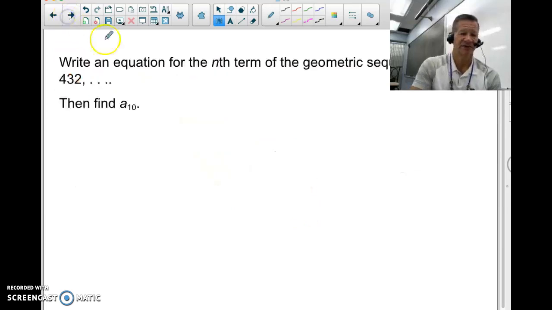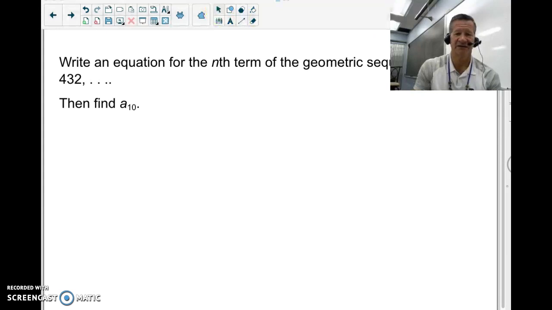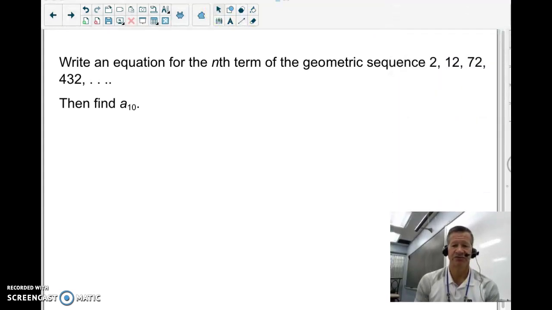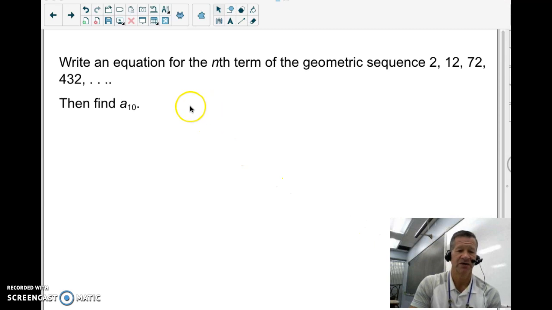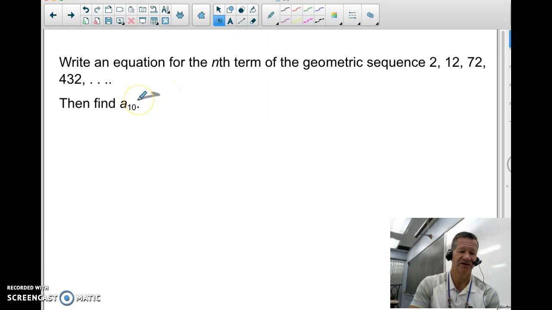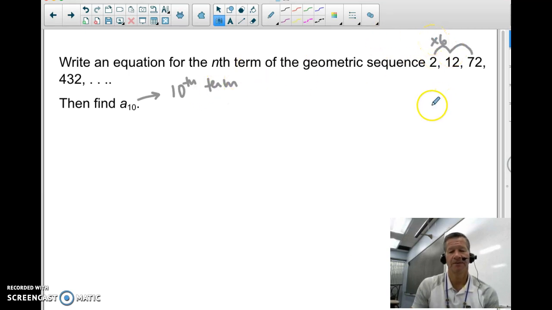So if I go to this next page, it says, write an equation for the nth term of the geometric sequence 2, 12, 72, 432. Then find a sub 10, and this a sub 10 is notation for the 10th term. Well, you might notice here that this is a geometric sequence because I keep multiplying by the same number, and that number is 6. So 2 times 6 is 12, times 6 is 72, times 6 is 432, and so on.